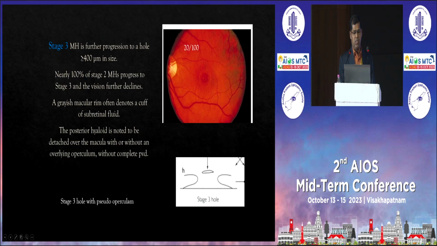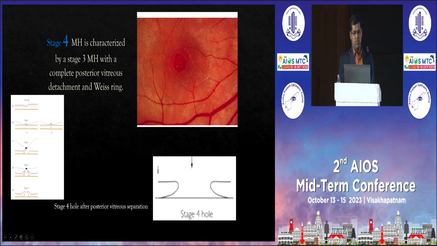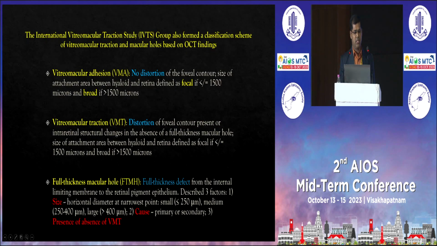Stage 3 macular hole is a full thickness hole of size more than 400 microns. Nearly 100% of stage 2 will convert to stage 3. The posterior hyaloid here is completely detached, and we can see an operculum, but it is still attached at the optic disc. Coming to stage 4, the posterior vitreous detachment is also seen at the optic disc.